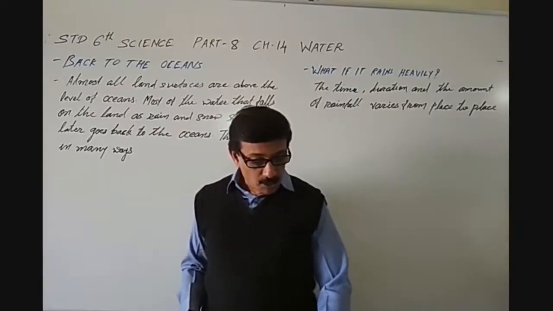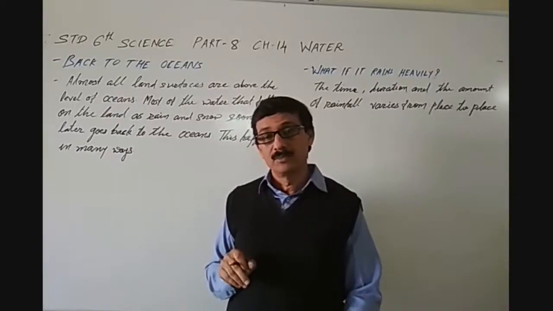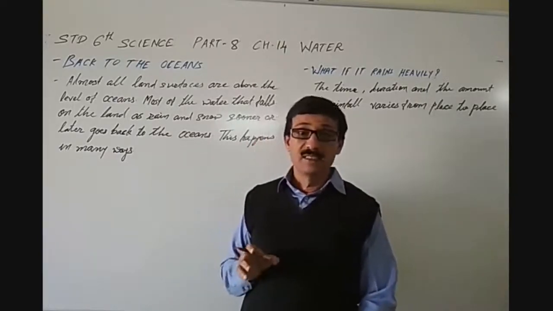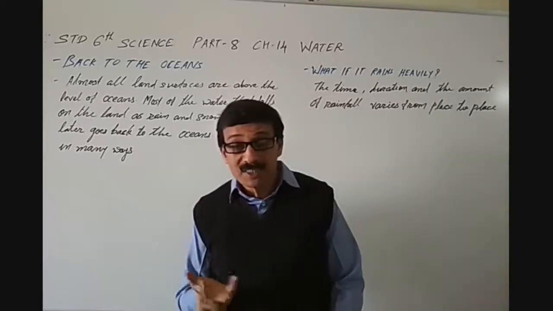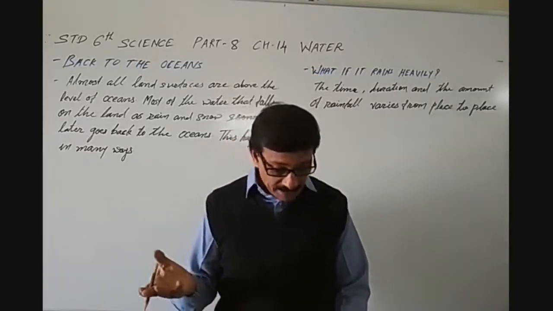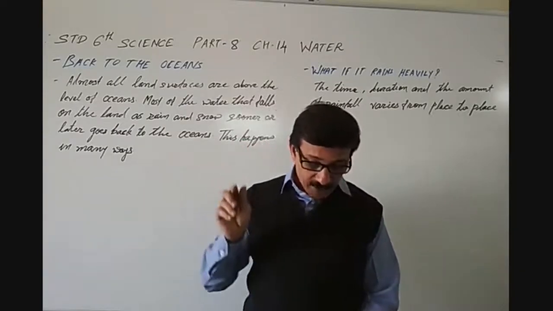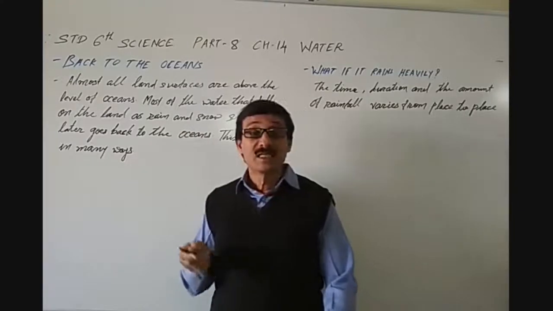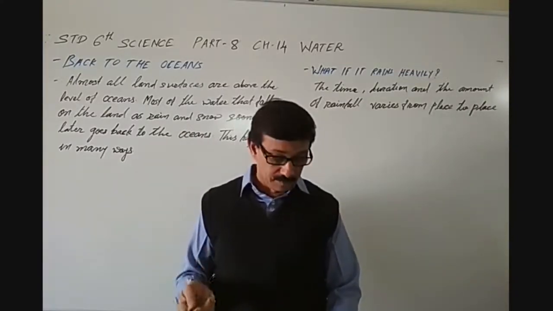Flowing rainwater also takes the top layer of the soil away with it. As the rainwater flows, it takes away the upper surface of the land, that soil, with it.